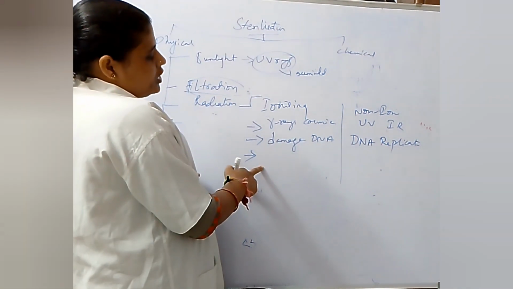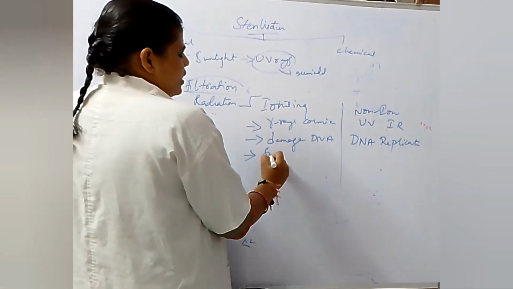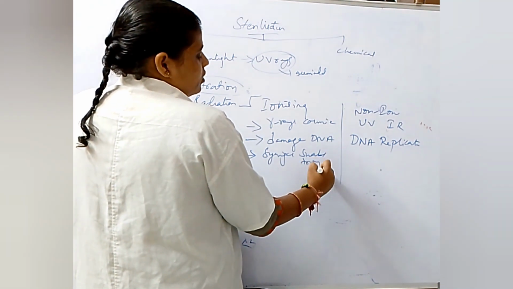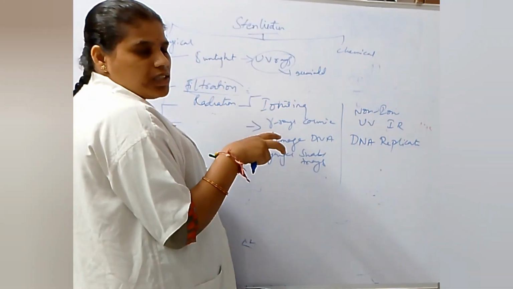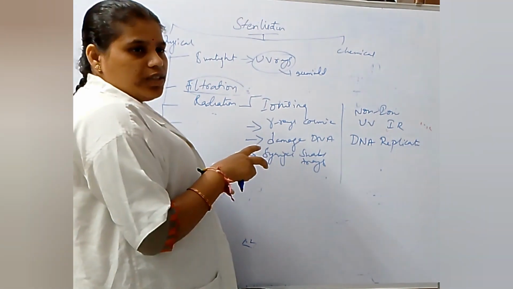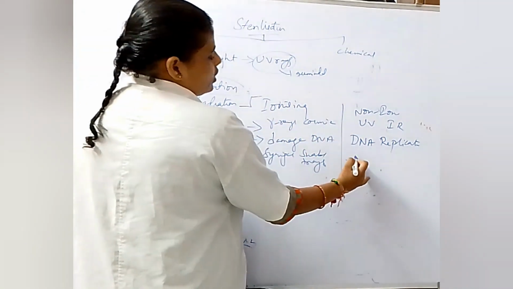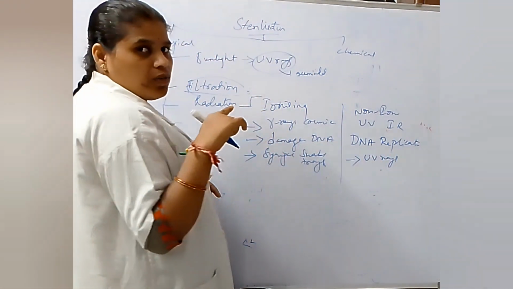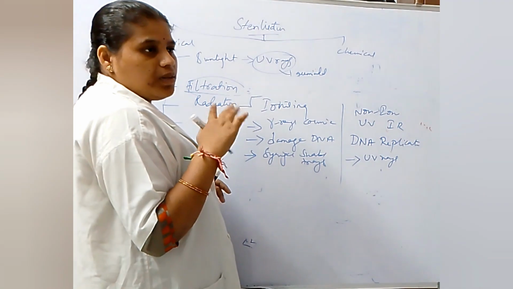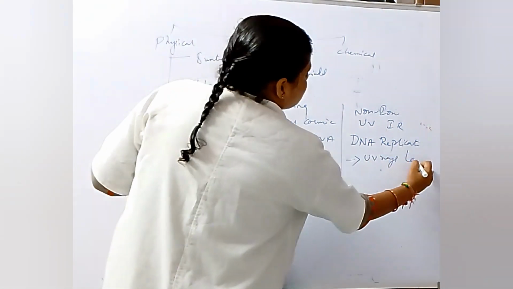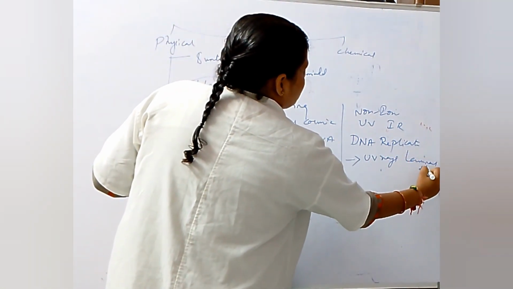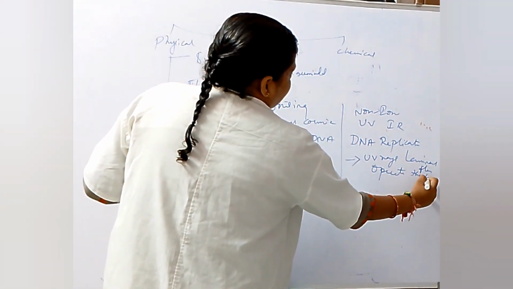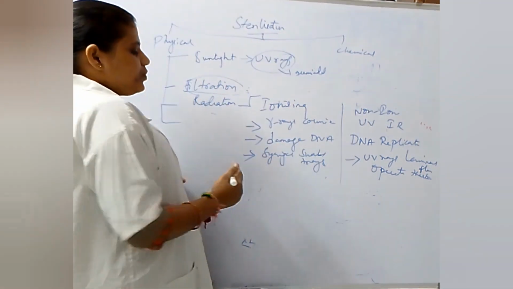Ionizing radiation is used for the sterilization of syringes, swabs, trays and all the materials which are used for different methods. UV rays are used in laminar flow to sterilize the area during operations, and to sterilize operation theaters.